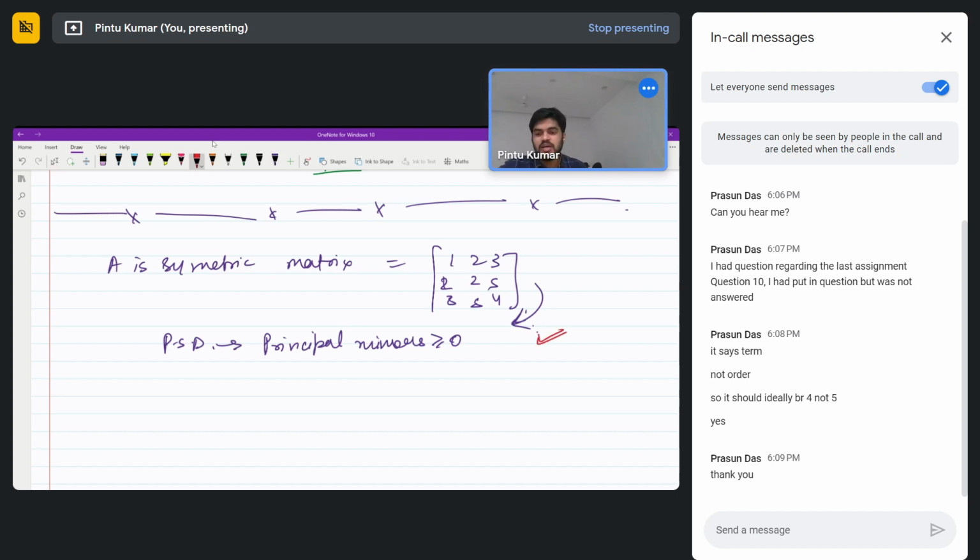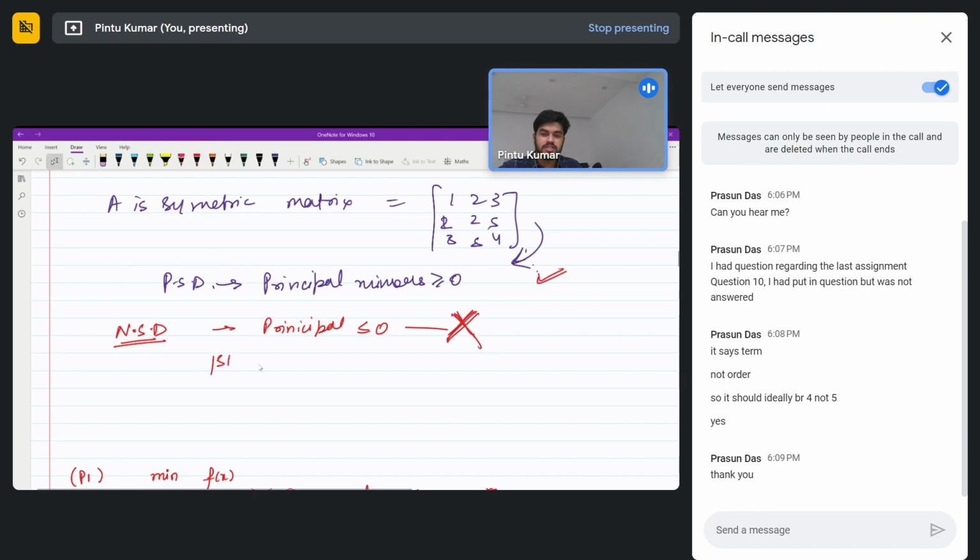Till this point, whatever I said was correct. But when I told you how to check negative semi-definite, I told you that principal minors should be less than equal to 0, which is incorrect. So what is the correct way to check whether your matrix is negative semi-definite or not? Your first order principal minors, how would you obtain them? You would obtain them by deleting 2 rows and 2 columns at a time. All these should be greater than equal to 0.